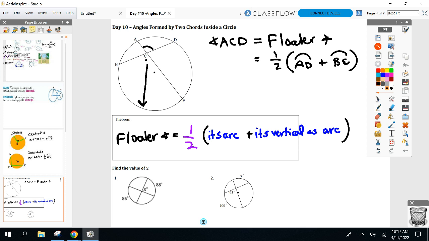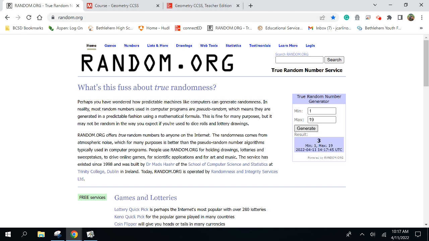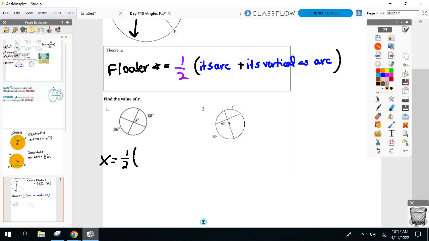Okay, let's do a couple basics until we get to the big dogs here. Do not assume X is the center. That's not the center right there, okay? I'm telling you it's not. The answer is not 88. But it is a floater, so it's going to be 1/2. What arc belongs to angle X?